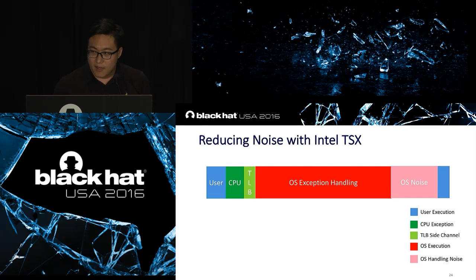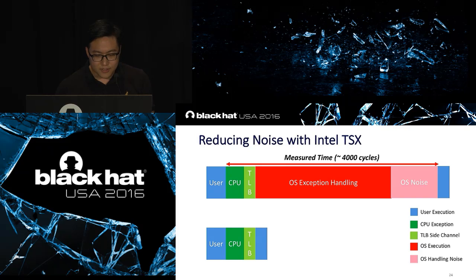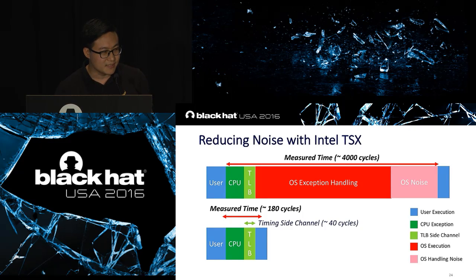And the timing breakdown will be like the following. Previously, we measured the timing at around 4,000 cycles, including operating system exception handling. But in TSX, there's no operating system involved in the path, so it'll be much faster. What we measured is around 180 cycles, while the timing side channel is 40 cycles, and also there is no operating system noise at all.